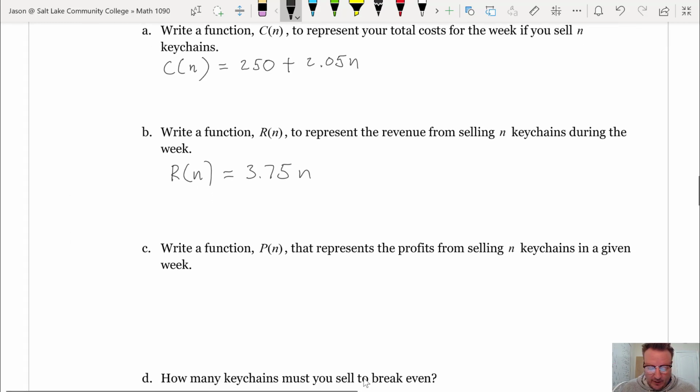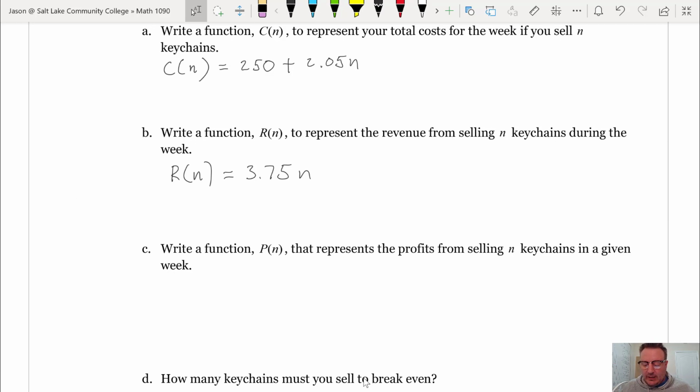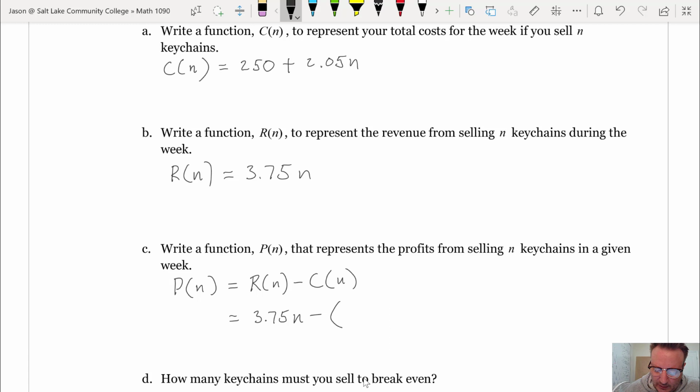Part C, write a function P of n that represents the profits from selling n keychains in a given week. Okay, so remember, profit is revenue minus costs. And our revenue is 3.75n. Our cost function, we want to wrap this in parentheses, remember, is 250 plus 2.05n. Okay, now I distribute that negative sign to both terms inside the parentheses and I get a negative 2.05n, and I want to combine that with positive 3.75n.